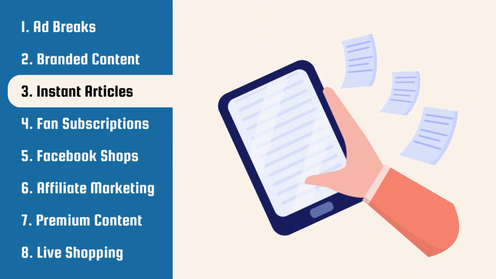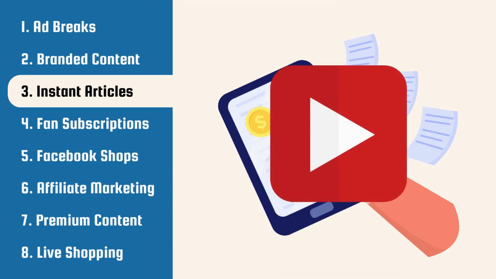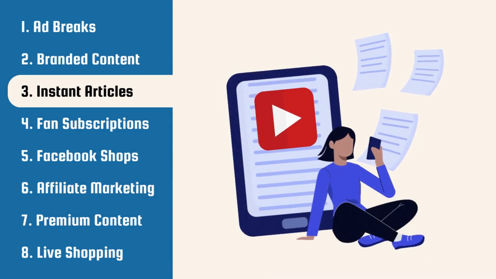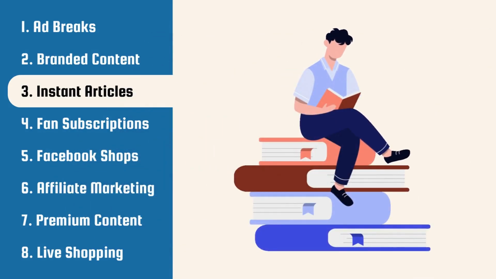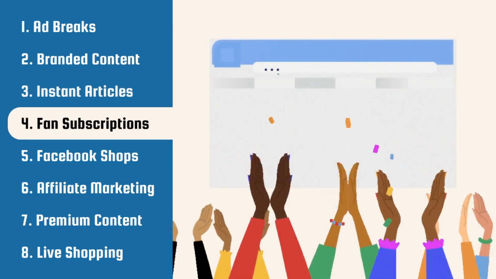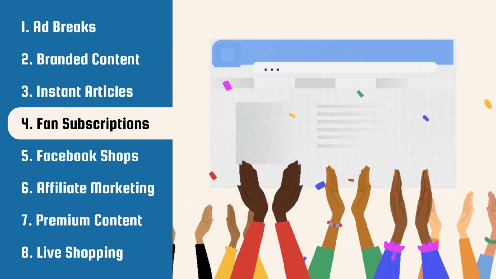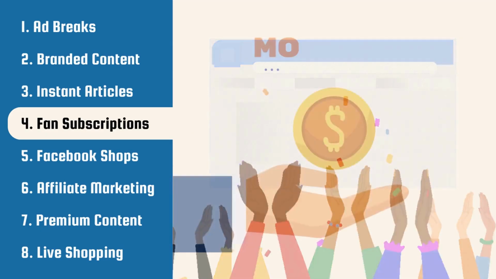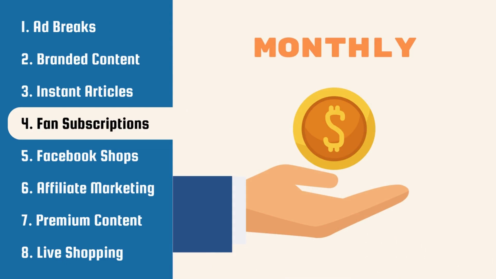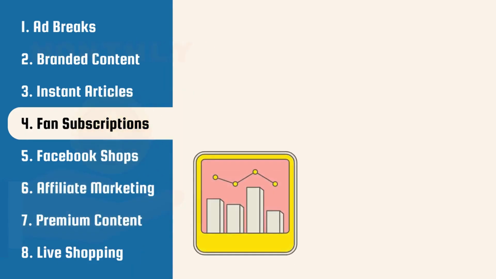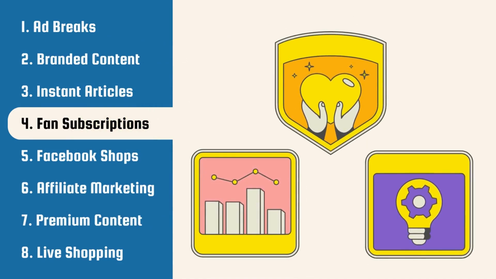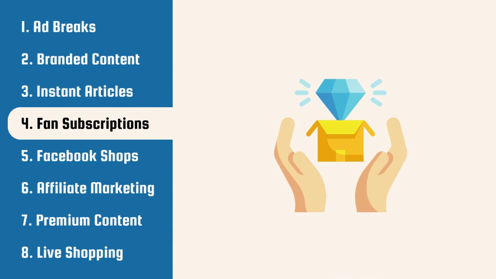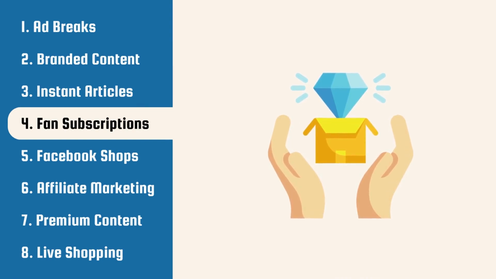Next is instant articles, which allow you to create and share interactive, fast-loading articles within the Facebook app. You can monetize instant articles by placing ads within your articles, and you share the ad revenue with Facebook. Instant articles can provide a seamless reading experience for your audience and potentially increase engagement. Fan subscriptions are also a thing, and these tools allow your most loyal fans to support your page by paying a monthly subscription fee. In return, subscribers get access to exclusive content, badges, and other perks. This tool is particularly useful for creators who want to provide extra value to their dedicated audience members.